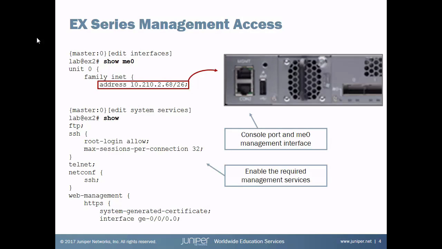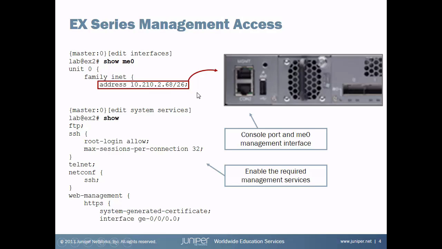EX Series switches have a dedicated management Ethernet interface. In the example on this slide is a rear view of an EX4300 series switch. There is a console port and also a dedicated management Ethernet interface. Now this physical port would be cabled to your management network, and then it would need an IP address assigned to it. That physical port on the back is identified inside of the Junos software as ME0, Management Ethernet 0. This interface requires an IP address.